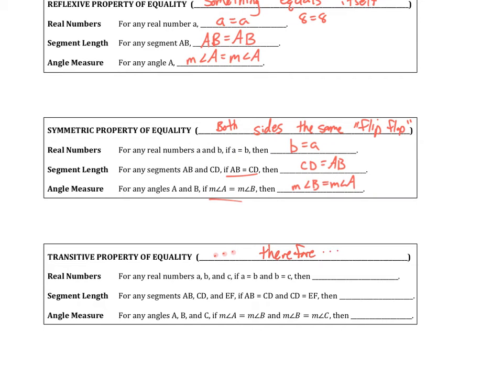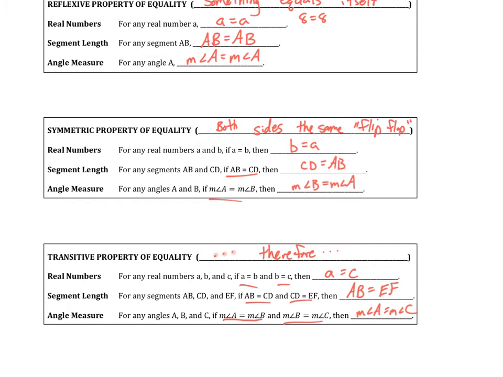Right, and then transitive property is like saying, I know this, therefore this. So a couple examples down here. If we have real numbers, if A equals B and B equals C, then we can say that A equals C. For segment lengths, if AB equals CD and CD equals EF, then AB equals EF. And for angle measure, if the measure of angle A equals measure of angle B, and measure of angle B equals measure of angle C, then the measure of angle A equals the measure of angle C.